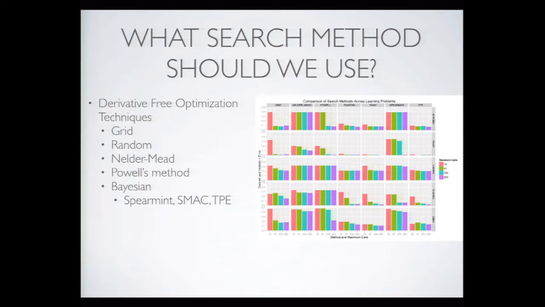So grid search and random search, as I mentioned, are methods for this. Nelder-Mead and Powell's methods are things that have been around since the 60s. Simulated annealing is another one that falls into this family. And more recently, there's been some interest from the Bayesian community in this exact problem. And 3 methods that are recent at NIPS, Spearmint, SMAC, and TPE, are things that we tried.